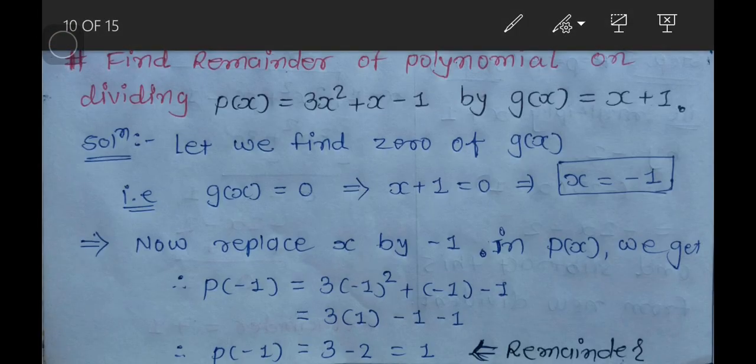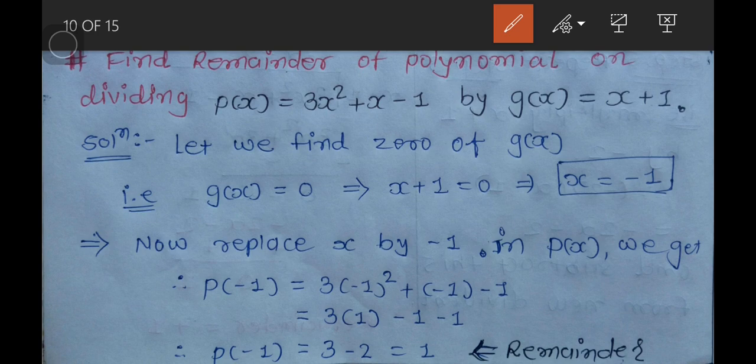Now if we want to find only the remainder, we do not want to go through this long process, so we use another method. If we go for the division algorithm, then we follow six steps. But if we want to find only the remainder, we can use a shortcut.